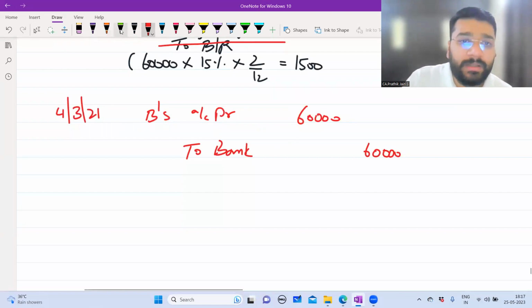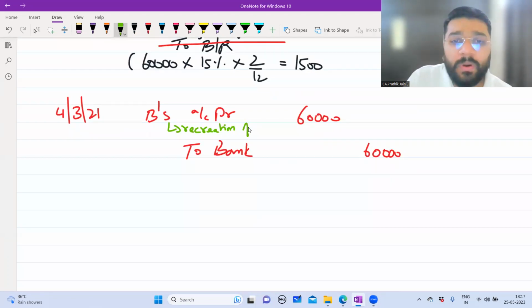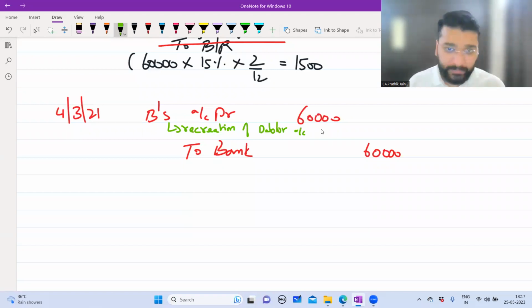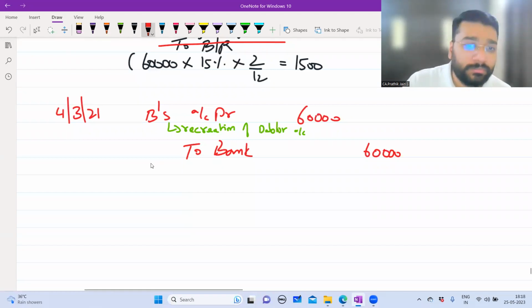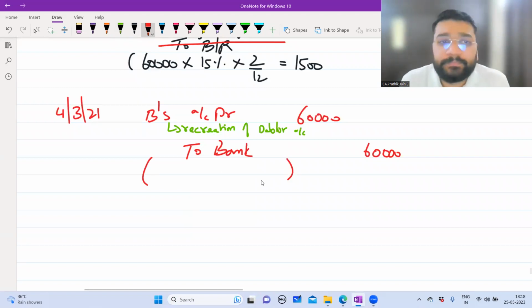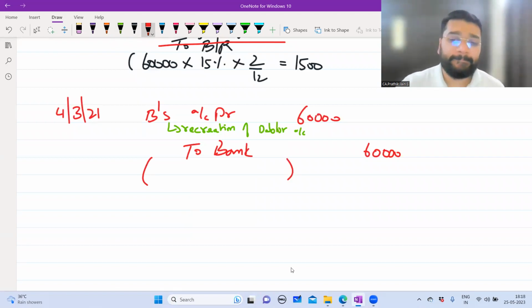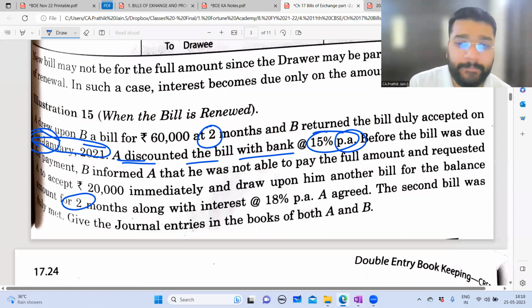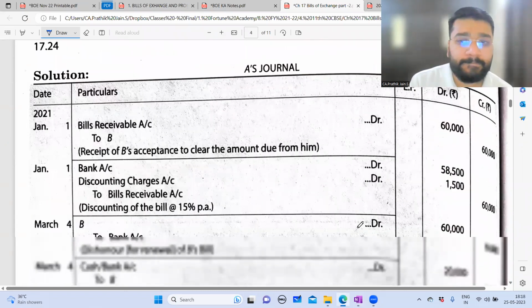So this is nothing but recreation of debtor account. Please make a note. This is recreation of debtor account. Narration will manage. Hello. Sir. Yes, boss. Okay, you said yes, sir.